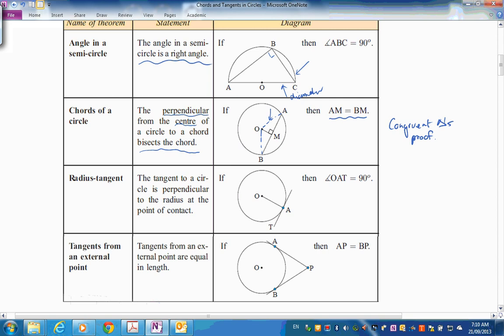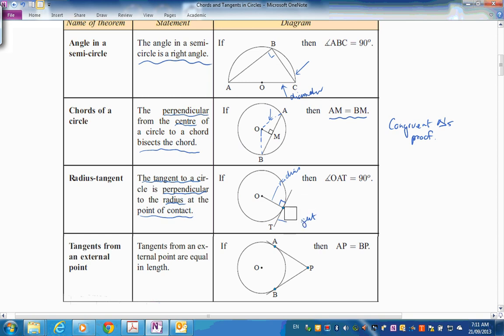Okay, what about the next theorem? The radius tangent theorem. The tangent to a circle is perpendicular to the radius at the point of contact. Let's see it. Here is a tangent. It's just touching the circle at the point of contact A. And the line from the centre, which is the radius drawn to the point of contact, is at 90. So this one in here is 90. That could be handy.